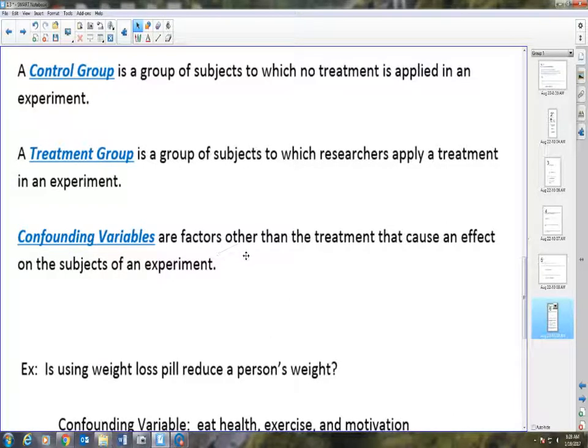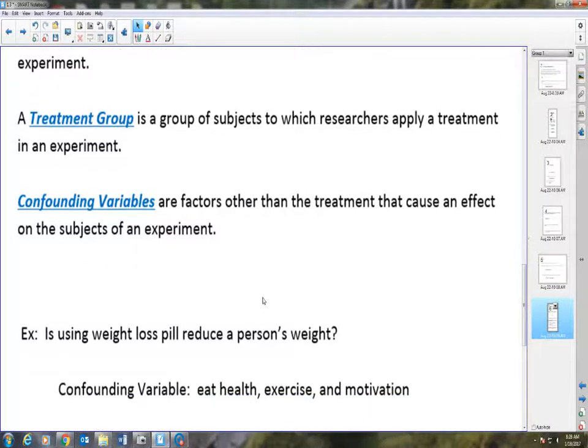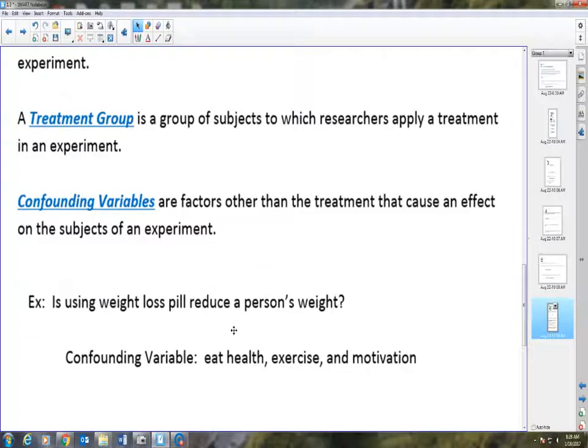Confounding variables are factors other than the treatment that cause the effect on the subject of an experiment. So what that means is, for example, there's a lot of weight loss pills out there right now. So if I want to do a weight loss pill, does using a weight loss pill reduce a person's weight? Okay, so if this magic pill can make me lose weight, all right, that would be awesome. But what does that confounding variable mean? That means other than the treatment itself.